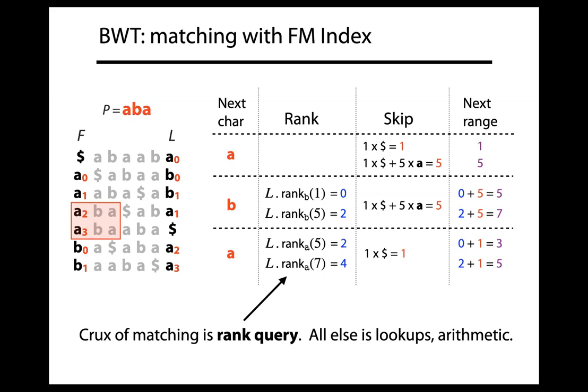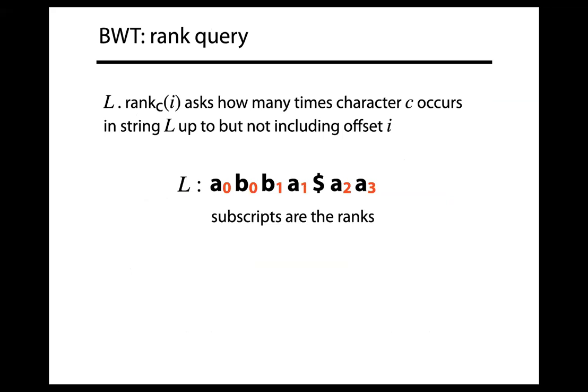So the rank query is asking a basic question. It's asking how many times some character occurs in the string up to some position, right? In other words, how many times a character occurs in a prefix of the string. So we denote that this way. L.rank sub C at I is asking how many times C occurs in the string L up to but not including the offset I. Okay? So for example, if this is my string, I've gone ahead and as a red subscript, I've written in all the ranks of all the characters.